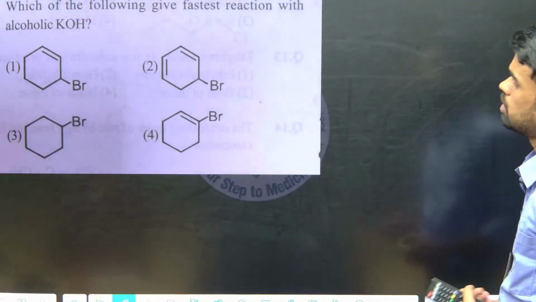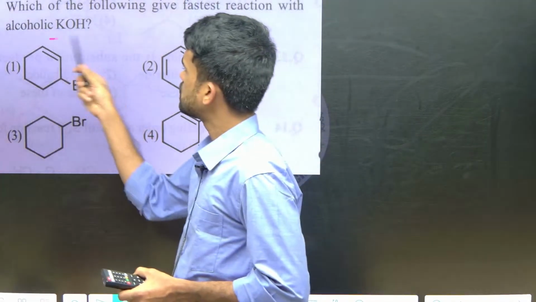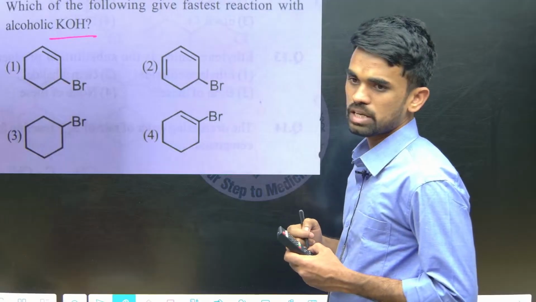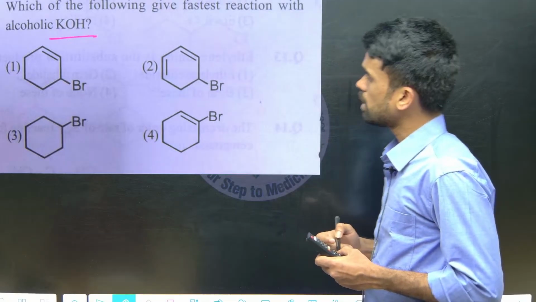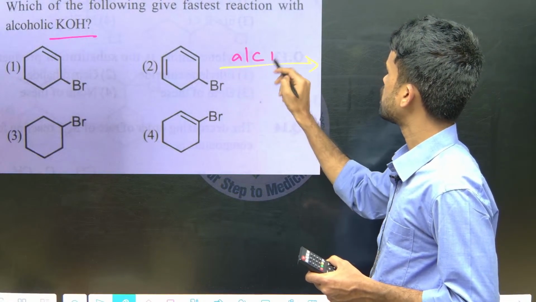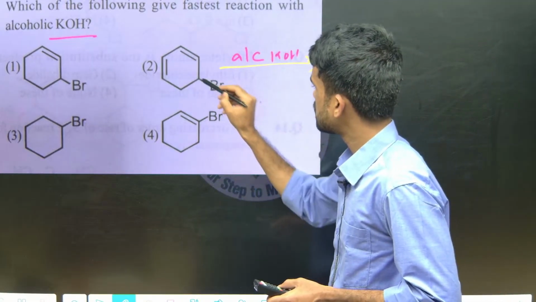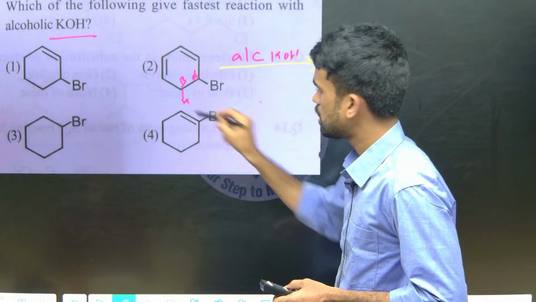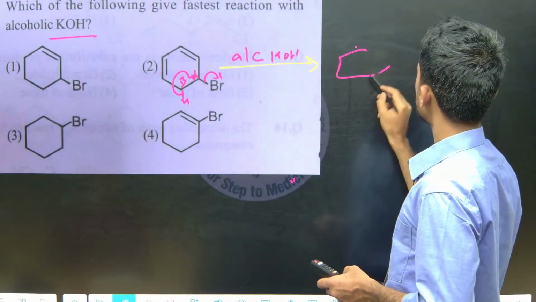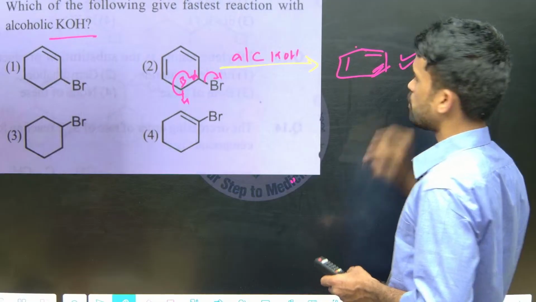The next, which of the following gives the fastest reaction with alcoholic KOH? Tell me, which of these four options gives you the fastest reaction with alcoholic KOH? It means we need to treat them with alcoholic KOH. Now what happens if I treat this with alcoholic KOH? See, this is the alpha carbon, this is beta. From here we can remove a proton. If this proton and this bromide come out, you are going to get a benzene ring like this. See, benzene is an aromatic compound now, so it will be formed very fast.